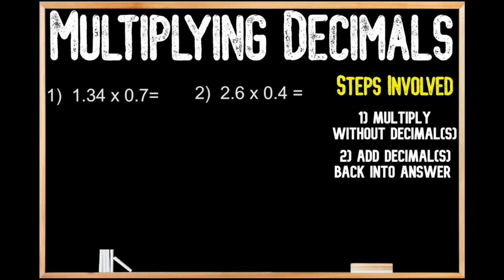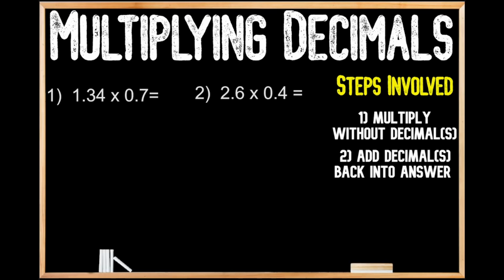Today we're going to be looking at how to multiply decimals, and by the end of this video you'll know the steps involved when multiplying a decimal by another decimal. So let's get started. In question number 1, we're being asked to multiply the decimals 1 and 34 hundredths times 7 tenths.